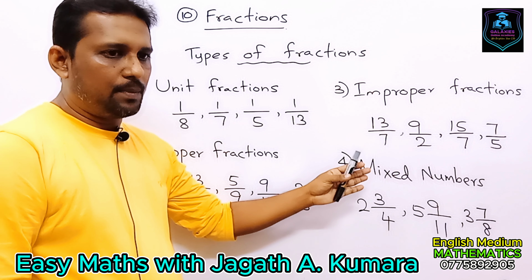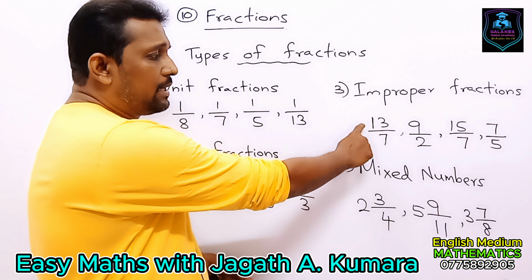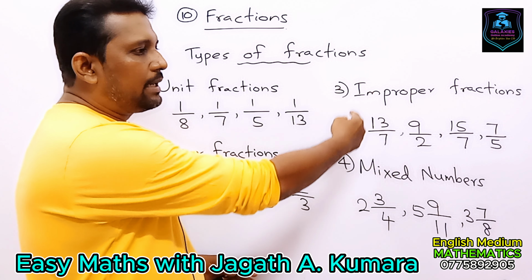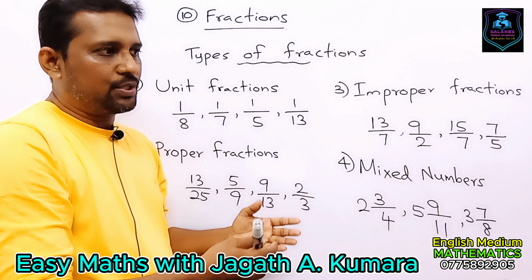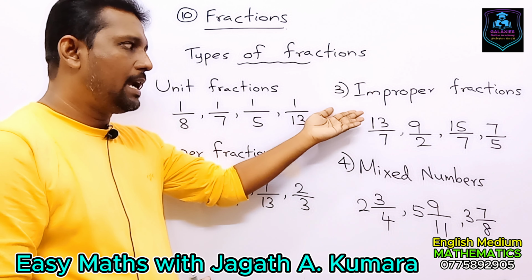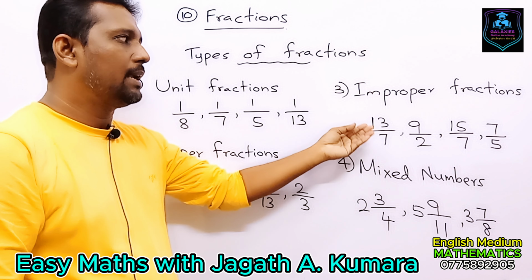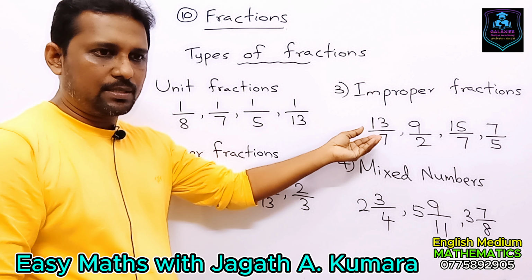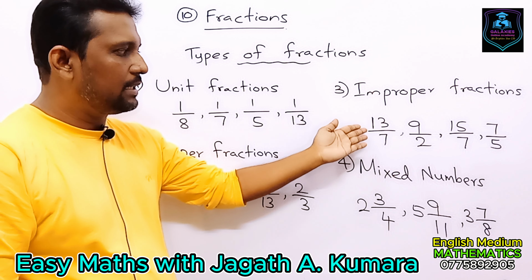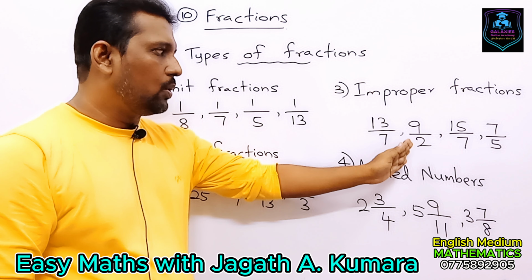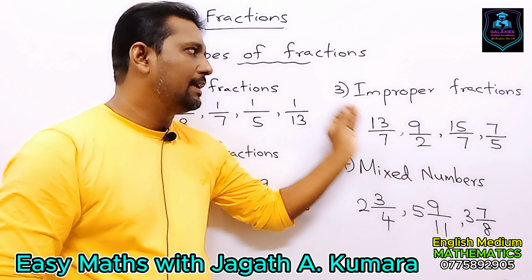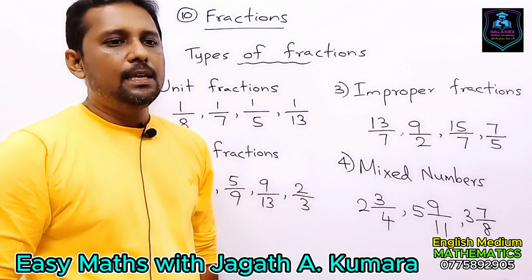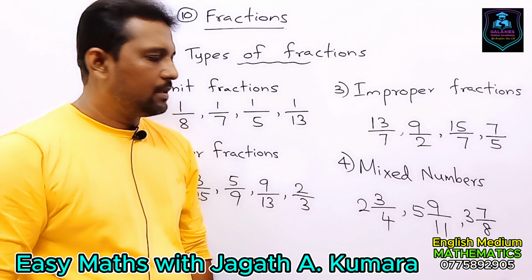Then the third type is improper fractions. Improper fractions mean its numerator is greater than its denominator, right? If a fraction's numerator is greater than its denominator, they are known as improper fractions. Then you can see the examples: 13 over 7, 9 over 2, 15 over 7, 7 over 5, right? Like that, fractions are known as improper fractions.